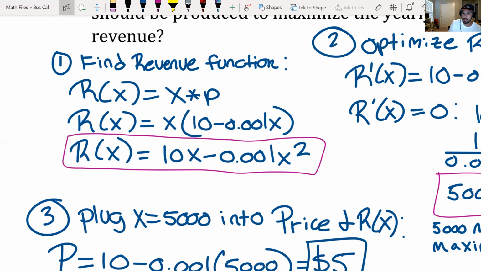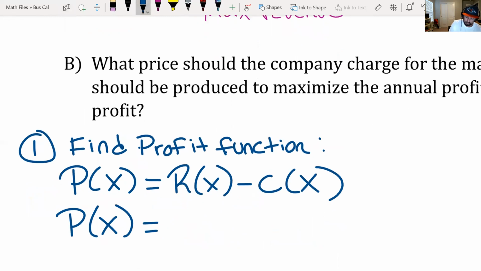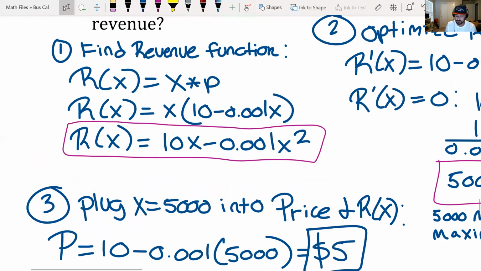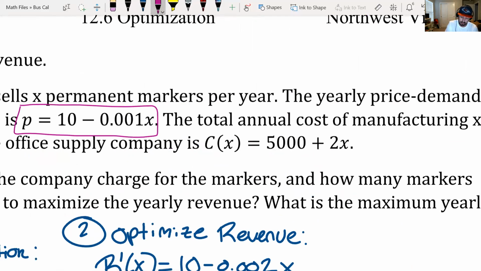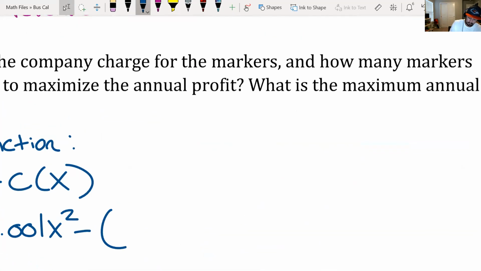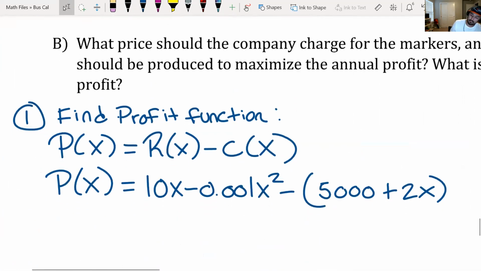10x minus 0.001x squared. So that's what's going down here. 10x minus 0.001x squared. Minus, parentheses, are we given a cost function? That answer is also yes. Cost is given in the actual beginning of the problem. Cost is 5,000 plus 2x. So that's what we're plugging in down here. 5,000 plus 2x. Okay, cool. There it is.